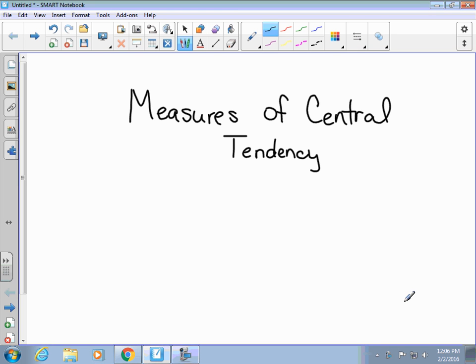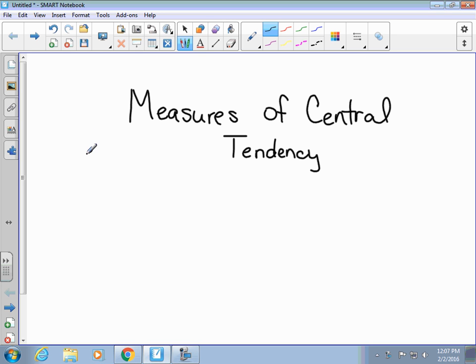Alright, we're going to talk about measures of central tendency today. You guys have already actually done this. I don't know that you've heard the word measures of central tendencies, but you probably have. You should have. We're talking about mean, median, mode, and range. That's what we're breaking down into.